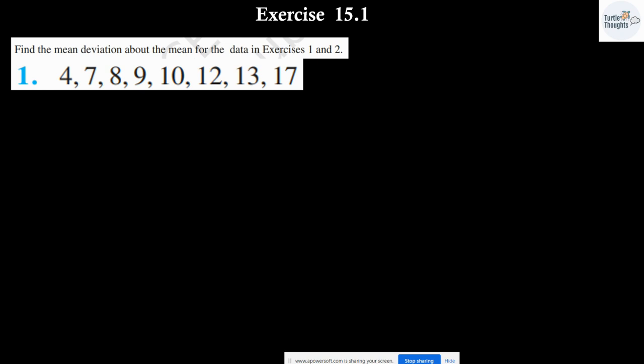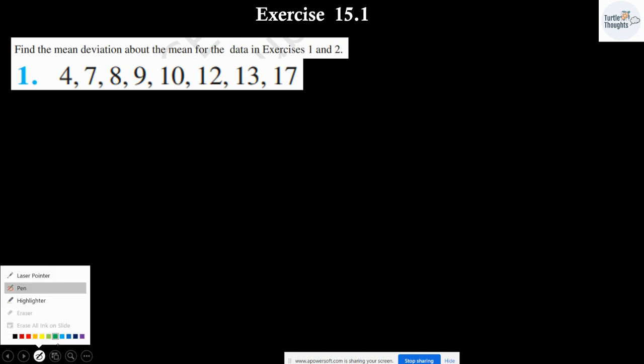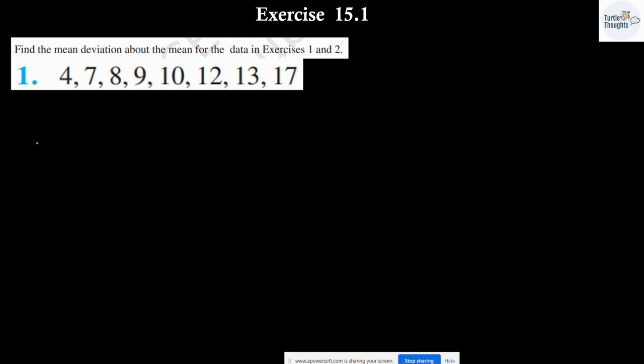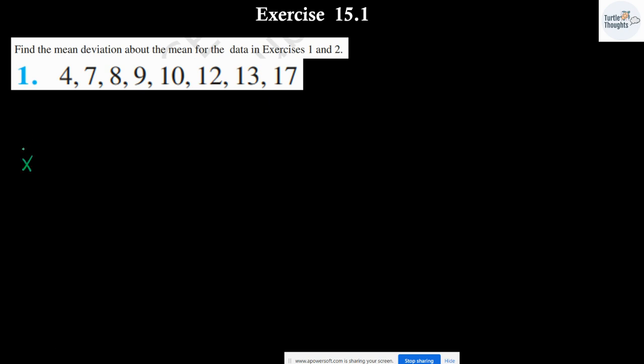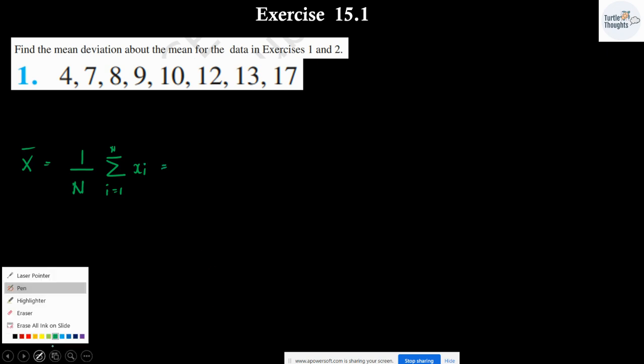Find the mean deviation about the mean for the data in exercises 1 and 2. The first one is 4, 7, 8, 9, 10, 12, 13, and 17. First, we need to find the mean of these numbers. So to find the mean, I'll write down the formula for the mean: x bar is 1 over n summation of i equal to 1 till n of xi.